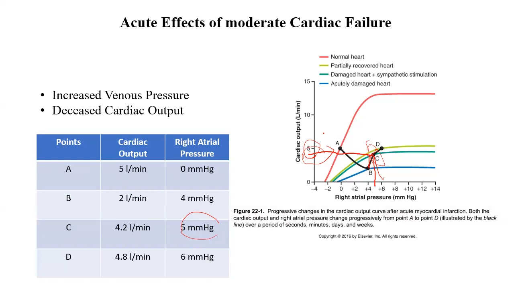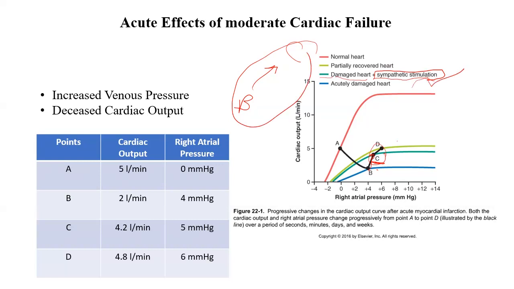I'm again discussing point C. You can see at point C there is an increase in the slope from B to C. What does point C suggest? Look at the curve. It shows that this is the damaged heart, but something in addition is sympathetic stimulation. So what is the reason that the graph is moving upwards from point B to C? What is the main reason? It's sympathetic stimulation.